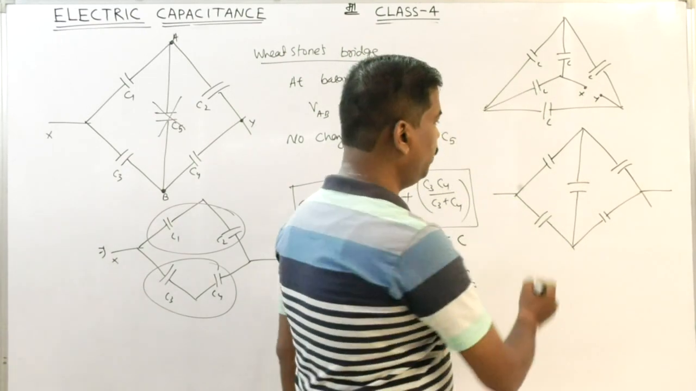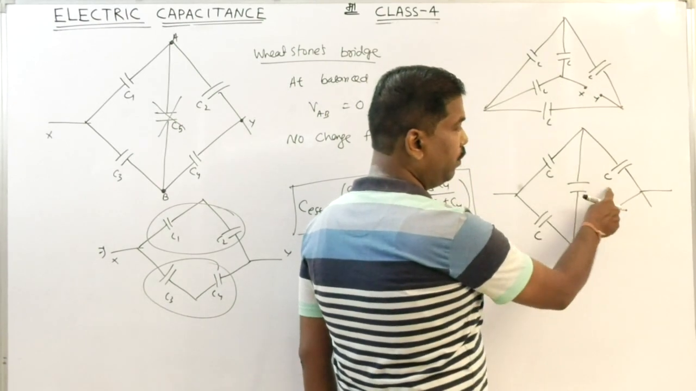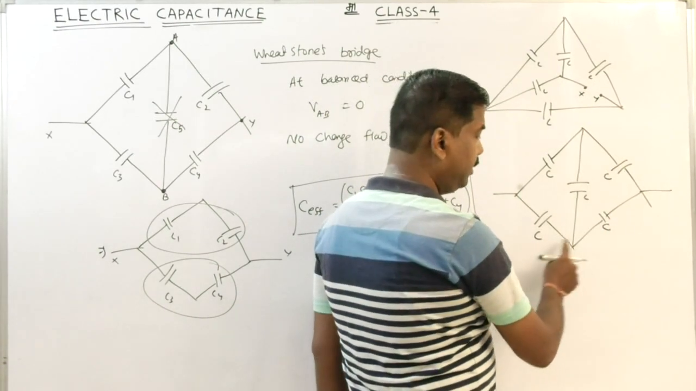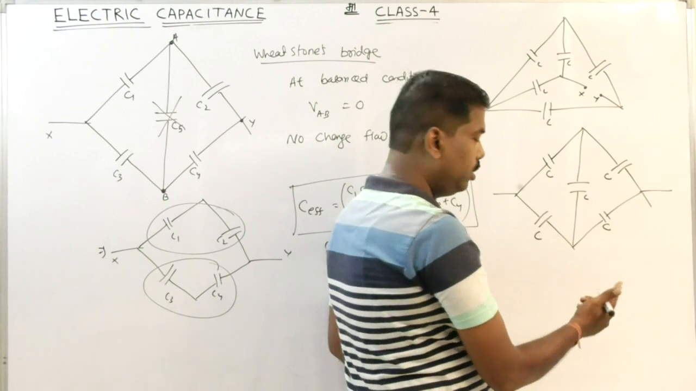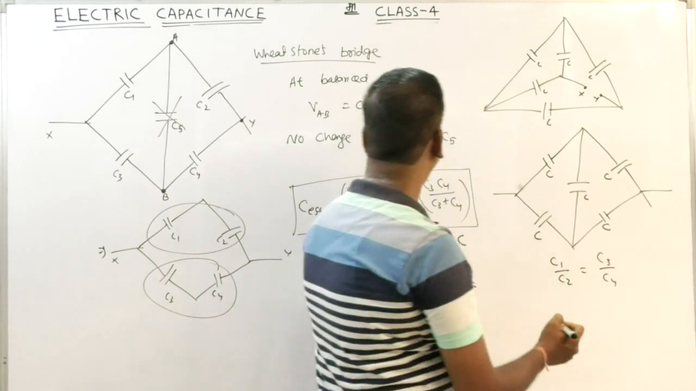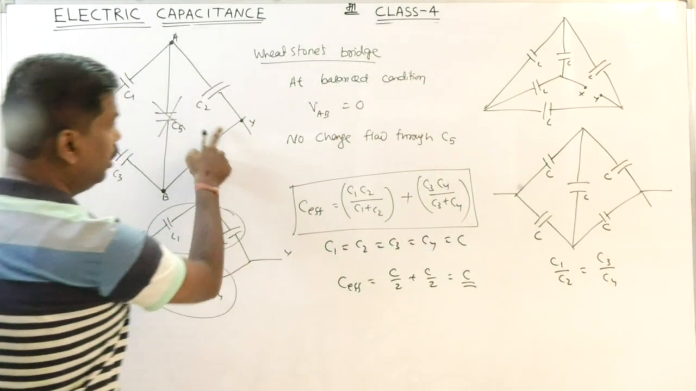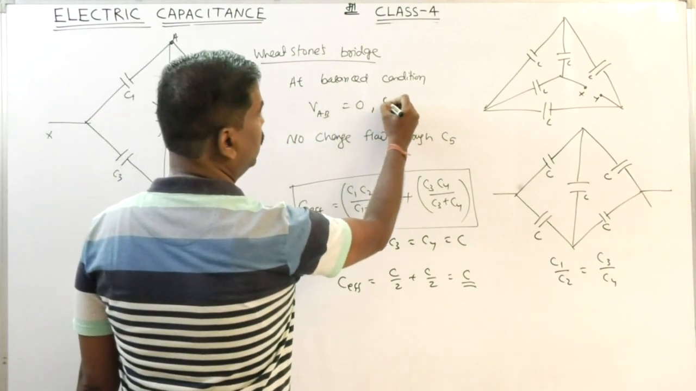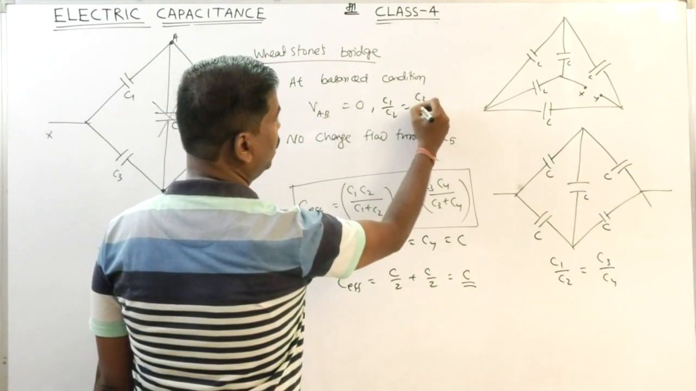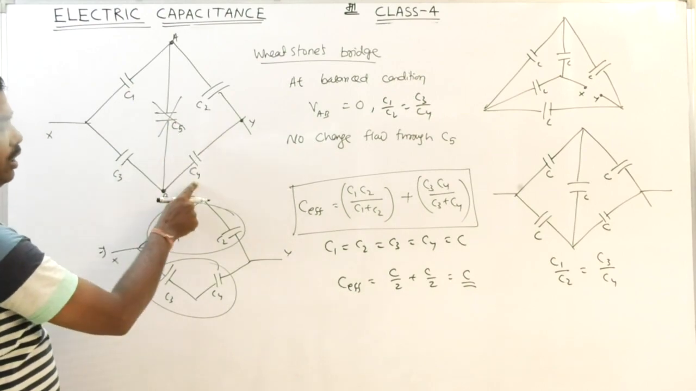Clear? Listen to me. This is C, this is C, this is C, and this is also C. So C1 by C2, C by C, is 1, and C3 by C4, C by C, is again 1. So C1 by C2 is equal to C3 by C4. This condition is balanced. At VAB, C1 by C2 is equal to C3 by C4, so this is the balance condition.